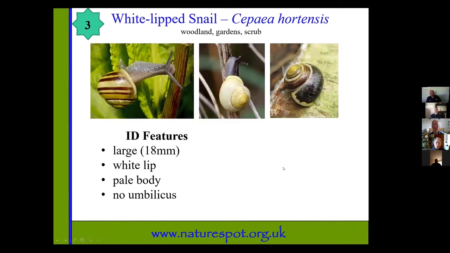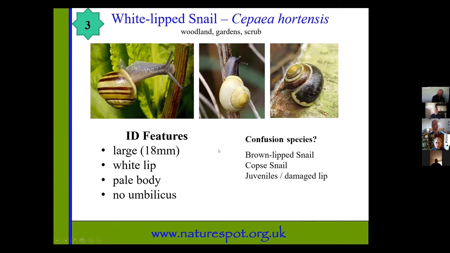So here's its partner in crime, the white-lipped snail. Very, very similar. Comes in very similar color morphs. Similar shape, quite round. Could be stripy, could be plain, but crucially it has this white lip here, whereas the other one had the brown lip, and that's common throughout. So if you see a mature snail that has this white lip, then again, you're fairly safe.